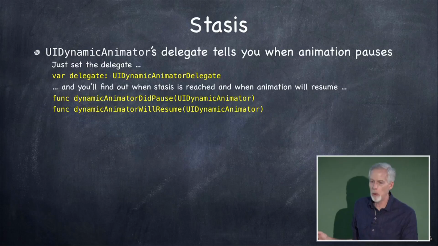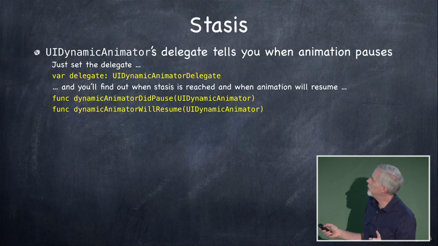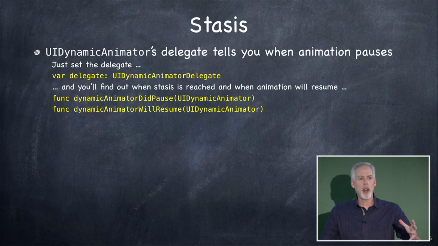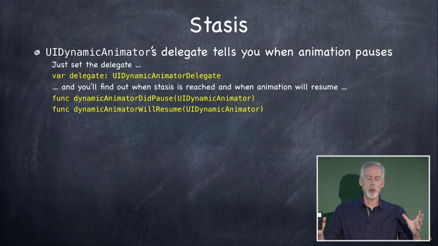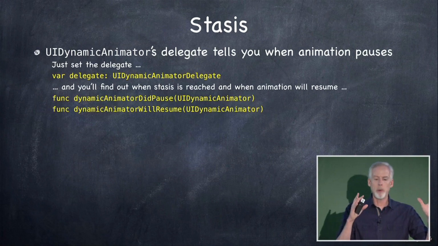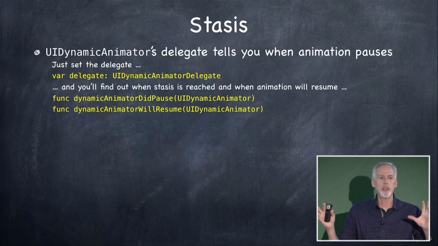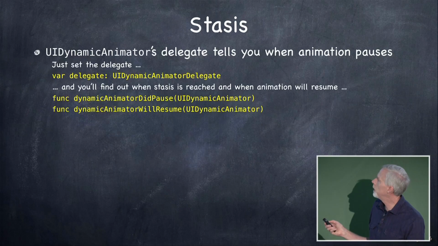Oh, sorry, one more thing before I talk about that. The dynamic animator also has a delegate, and it'll tell you when the animator paused or resumed. Now, what causes the animator to pause? It's when all the objects reach stasis. In other words, none of the behaviors are causing any of the objects to change. Then it pauses. As soon as a push comes in or something like that causes things to start moving again, it will resume. And so you can find out when things have reached a steady state and when they resume using these delegate methods of the dynamic animator.